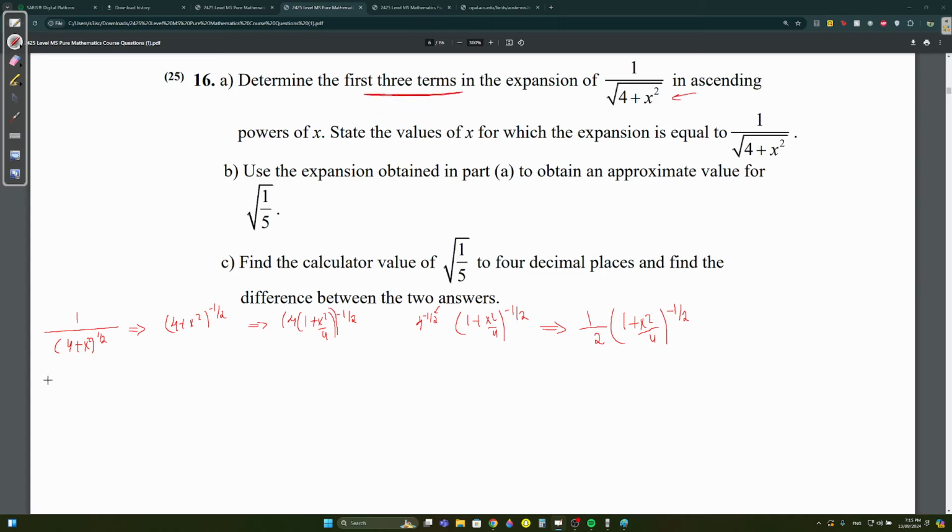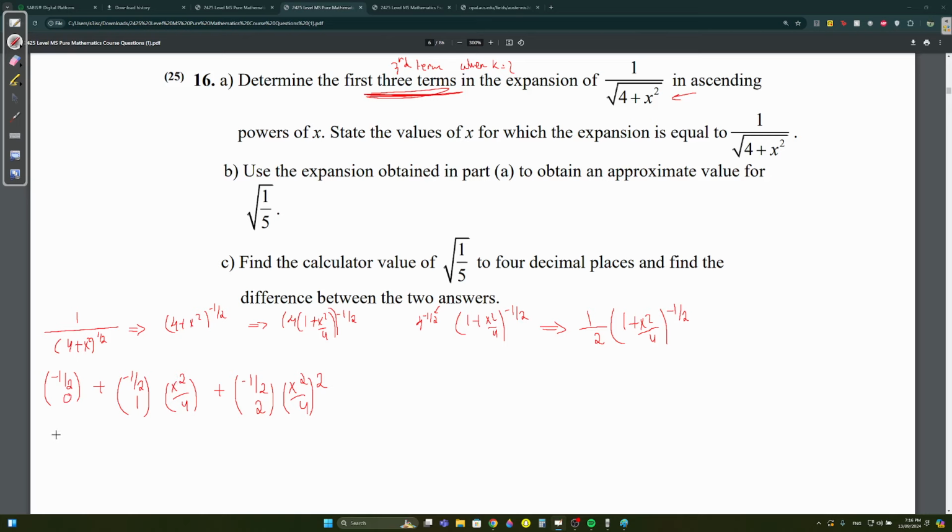So, let's see. The expansion is going to be 1 over 2. You know, let's leave the 1 over 2 on the side for now. Okay, let's just expand. It's going to be minus 1 over 2 C0 plus minus 1 over 2 C1 x squared over 4 plus minus 1 over 2 C2 x squared over 4 squared. And like that, that is the first three terms, right? The third term is when k equals 2, right? So we can stop it here. Anyway, also you can see this is first term, second term, third term.